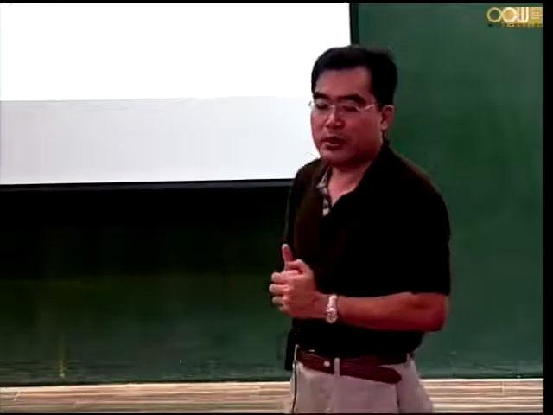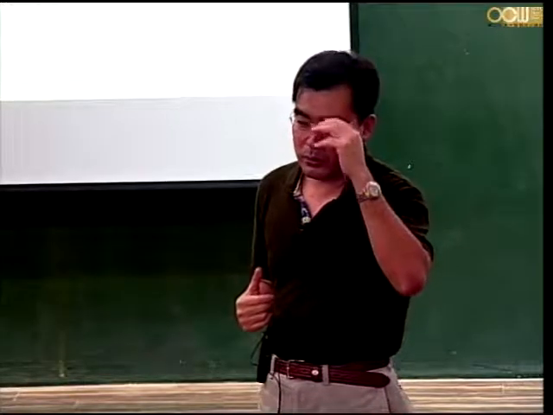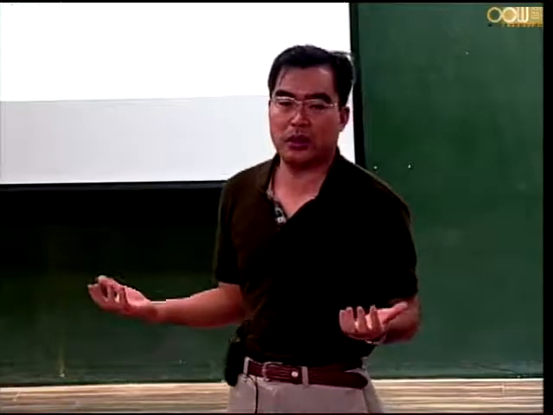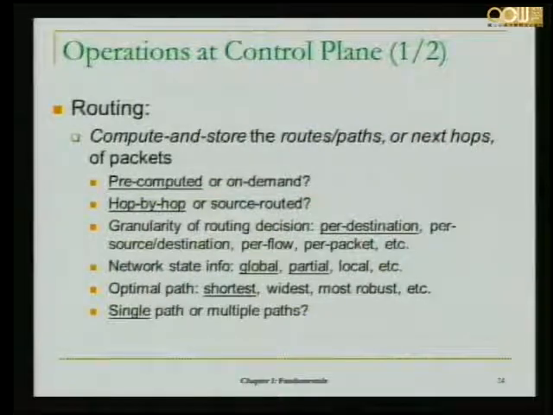Another issue will be what is the information that you calculate your routing table from? Based on what information do you do the calculation? Well, the easiest way is to collect the entire map, the entire topology of the network, and then do the calculation.